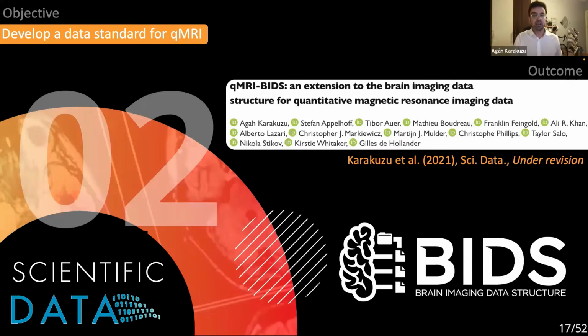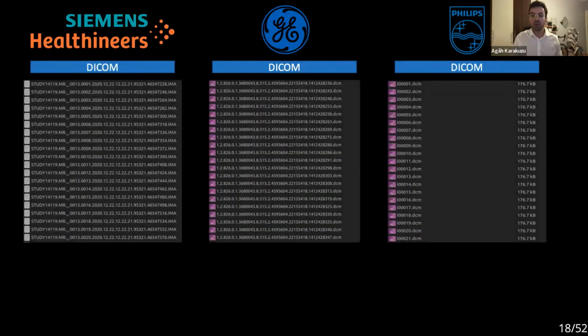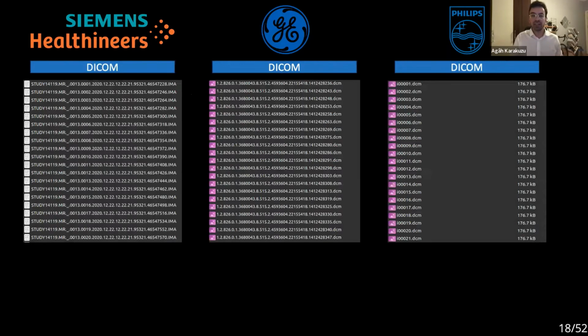We submitted this article to Scientific Data about 135 days ago, I guess, and still waiting for the second reviewer. But why do we need a data standard? Well, there are 3 major MRI vendors, Siemens, GE, and Philips, and on the surface, they all export images in DICOM format. But when you scratch it, you see that they all differ in how the data is sorted, named, or how the metadata is organized.